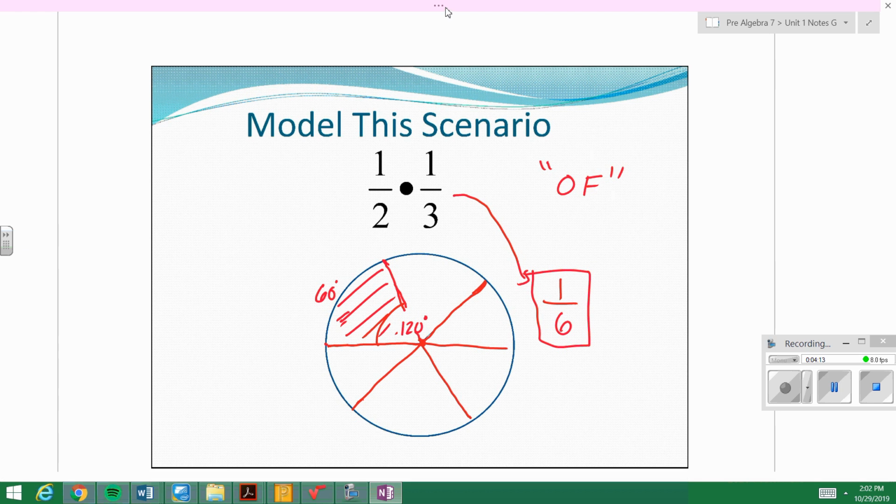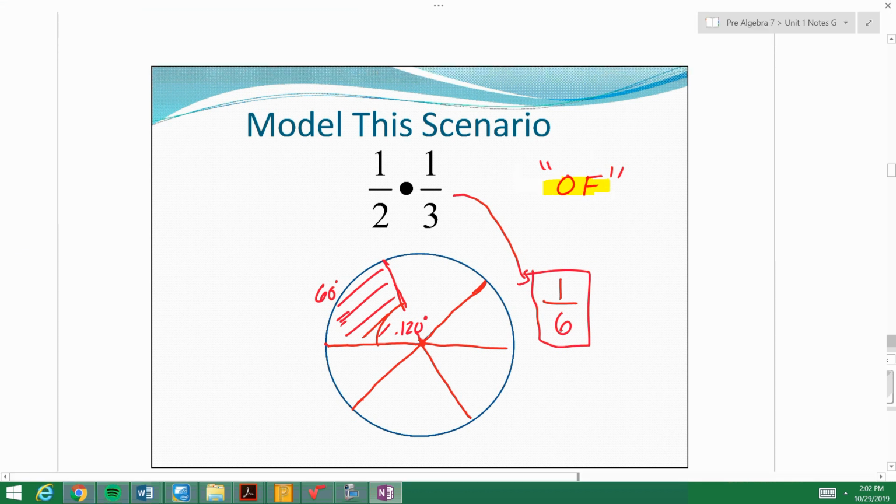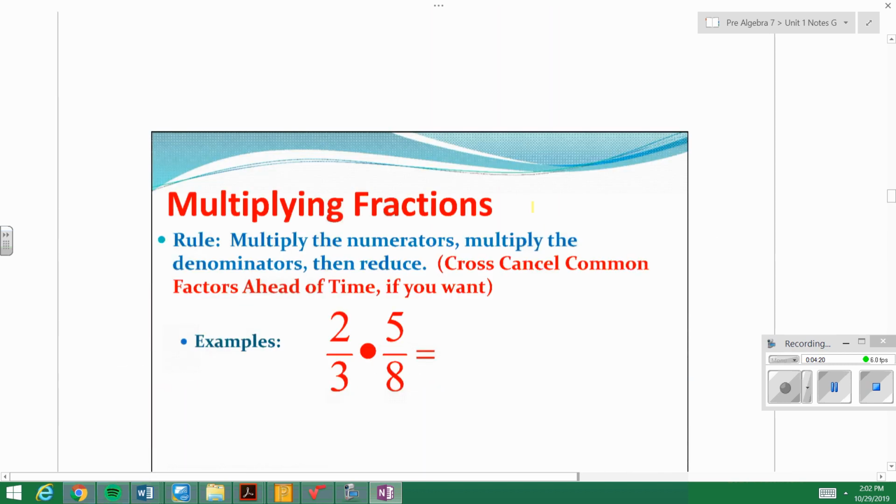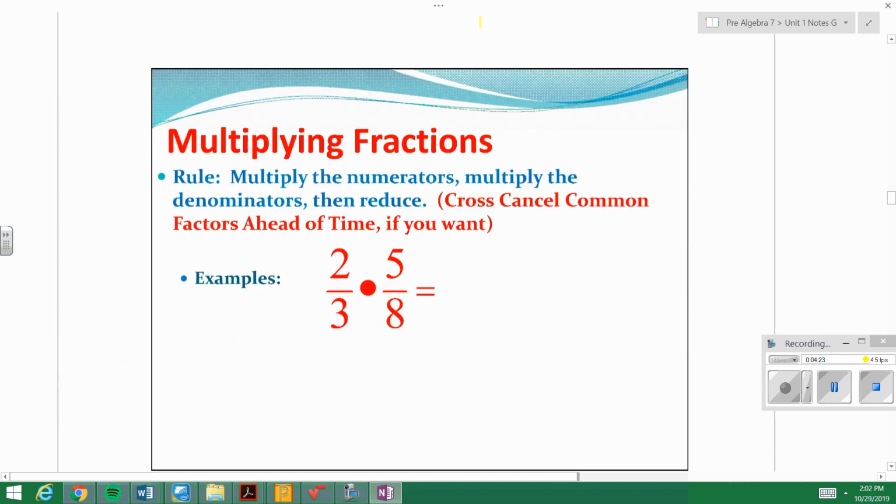The word "of" means to multiply. And that kind of makes it make a little more visual sense for you, right? So the algorithm, if you are wondering, the rule to multiply two fractions is we multiply the numerators, we multiply the denominators, and then we simply reduce it, okay?